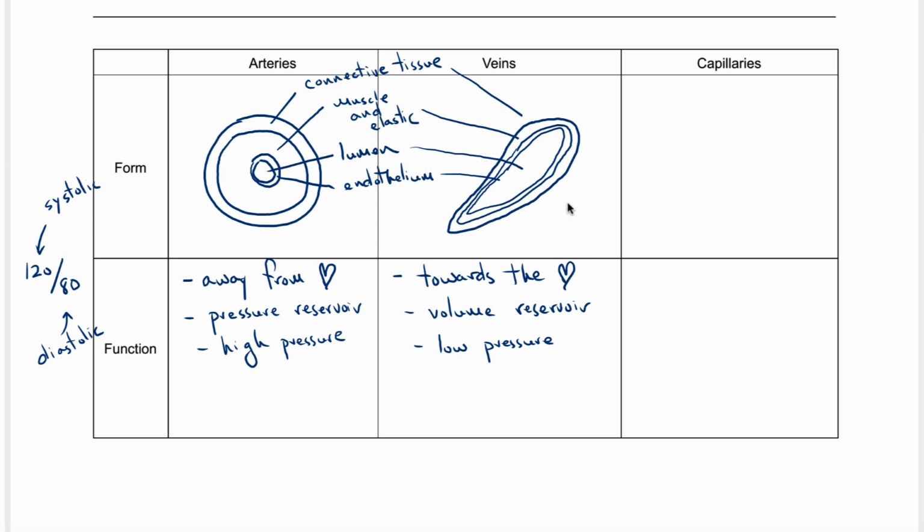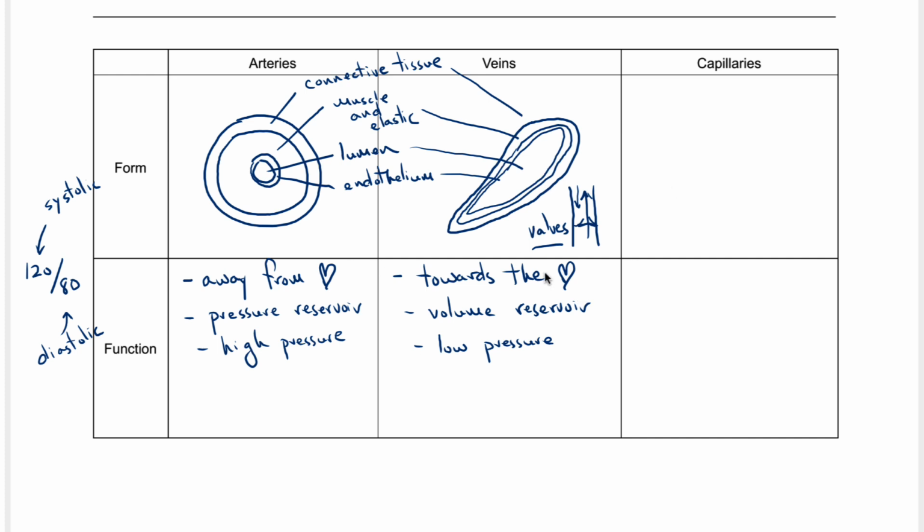Veins also have valves in them, so if I draw a vein sliced lengthwise here, they have valves in them, so if blood is flowing back towards the heart this way, it pushes those valves against the vein wall and the blood can flow up. But if the blood tries to flow back in the other direction, that will push these valves closed, and then blood can't flow backwards. So the valves in veins help prevent blood from flowing in the wrong direction.